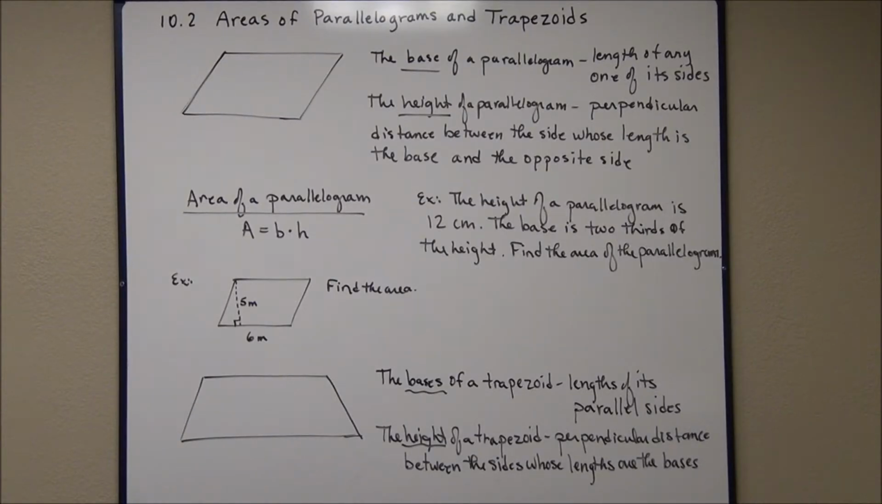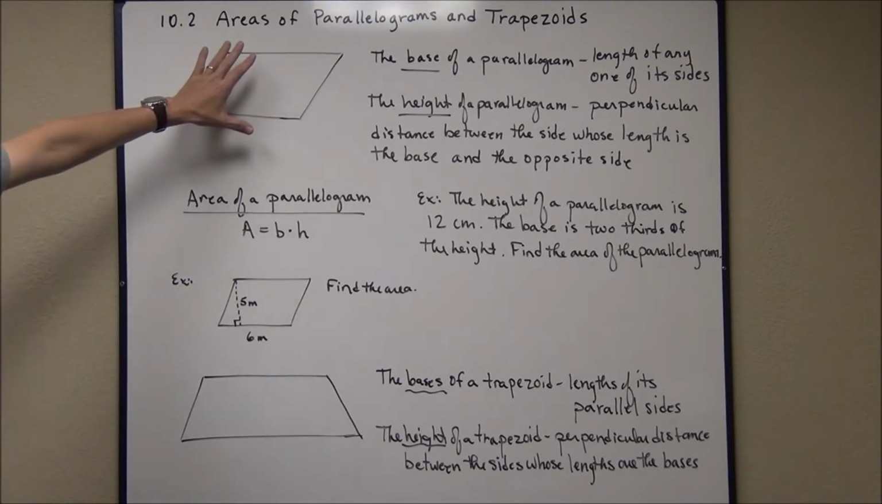Alright, well, welcome to lesson 10.2 on areas of parallelograms and trapezoids. These are two of the types of quadrilaterals that we looked at in the last lesson. We're going to get a little bit more specific. Find the area. Remember, the area is the space inside the figure. So we're going to do a couple definitions here first and set up the formula.